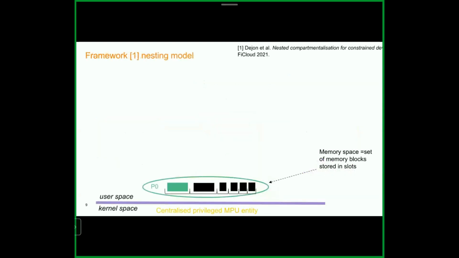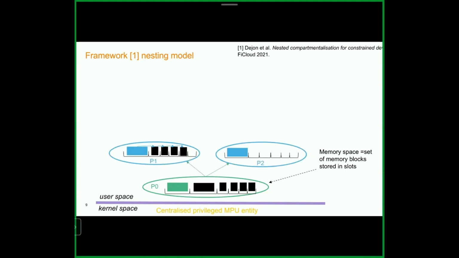About the framework, I won't speak about it in detail, but what's important here is that we have a centralized privileged MPU entity that runs in kernel space, and then all the rest of the system is in user space. That means that here we have some memory space P0, that could be a process, for example, that has a set of memory blocks stored in what are called slots, and all these slots form the metadata structures. What the framework allows is that this memory space is protected by the MPU at any time.